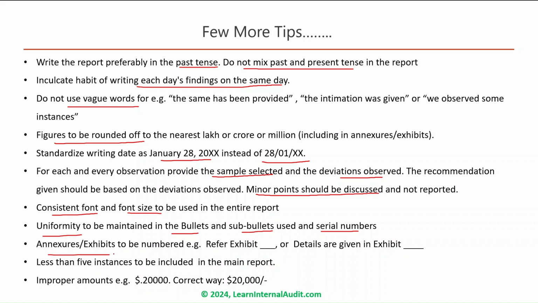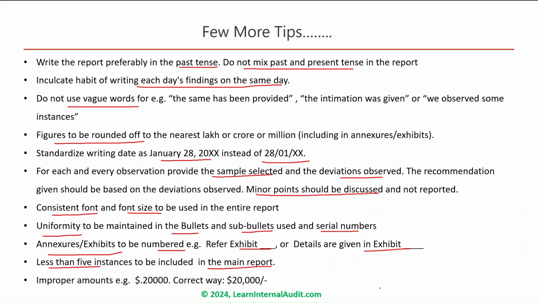Annexures and exhibits have to be numbered. How do you write this? "Refer exhibit 1," or "details are given in exhibit 1" or "annexure 1." Whatever you are using, if you are using "refer exhibit," make sure it is standard across the report, or if you write "details are given in exhibit 1," then it has to be standard across the entire report. Less than 5 instances to be included in the main report. So if the instances are not many, you can put them as part of your main report instead of creating an annexure for it.